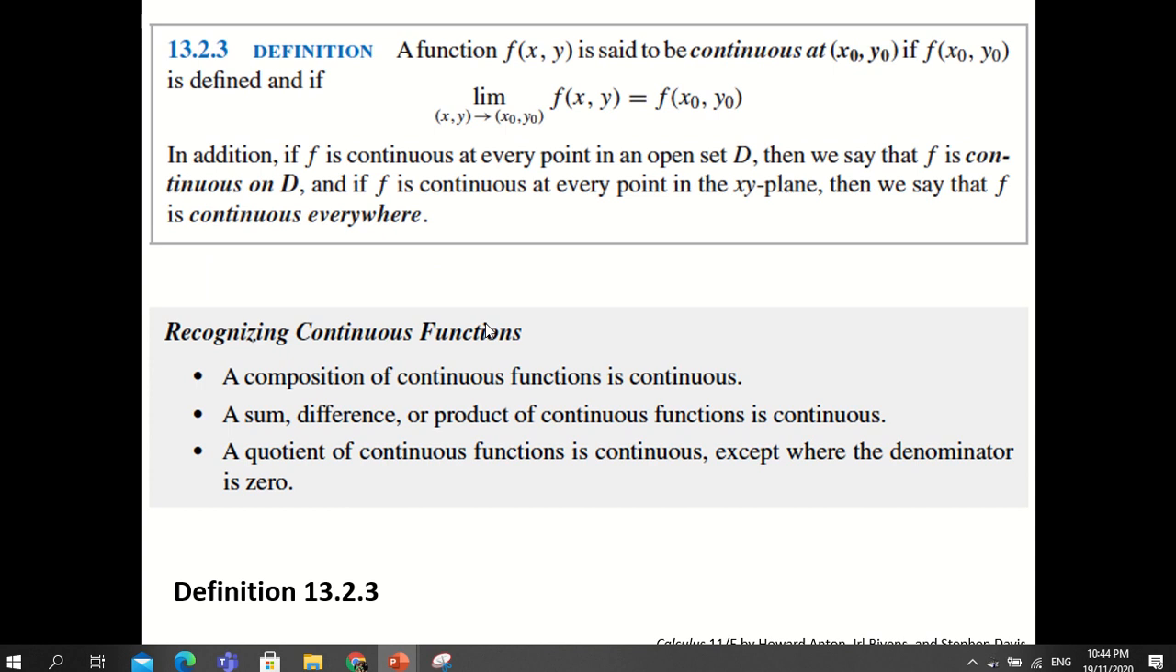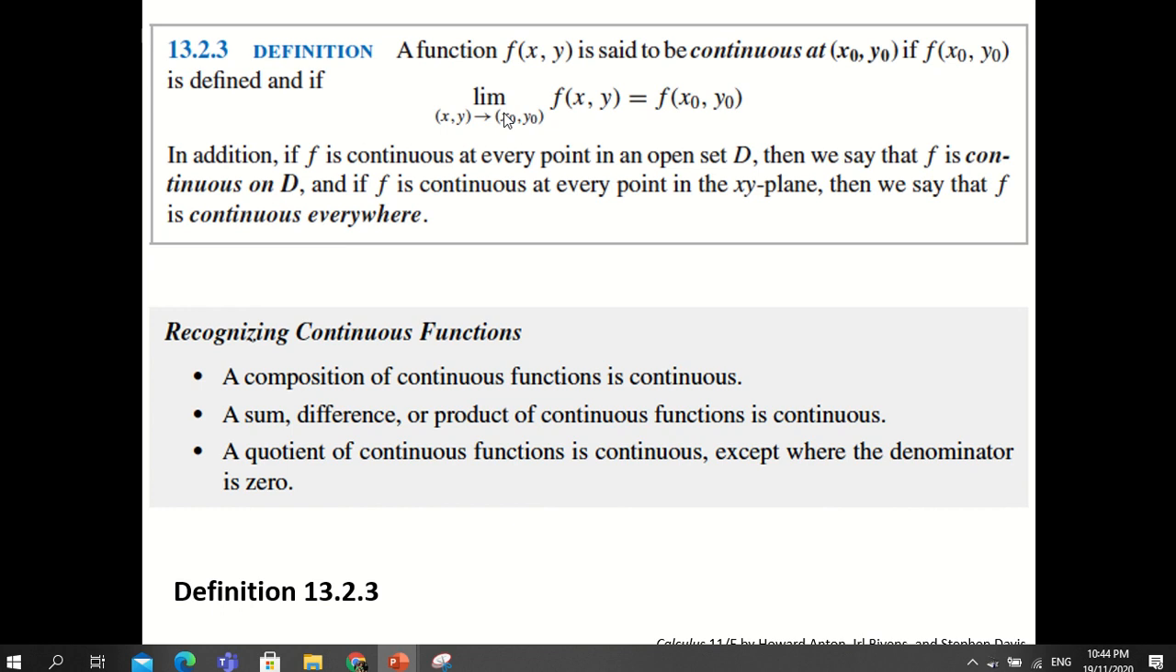Okay, so we have here another definition. A function of two variables is said to be continuous at this point if the value of the function at the coordinates of the point is defined, and if the limit of the function of two variables equals the value of the function at x sub 0, y sub 0, as x and y approach the point with coordinates x sub 0, y sub 0.